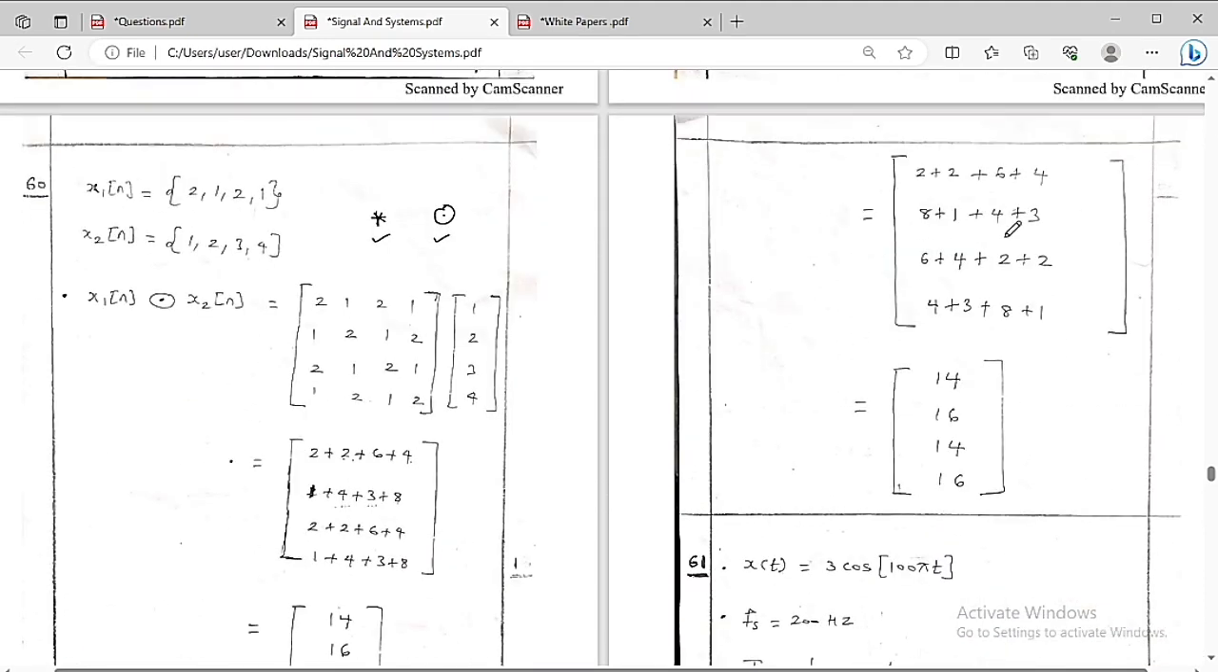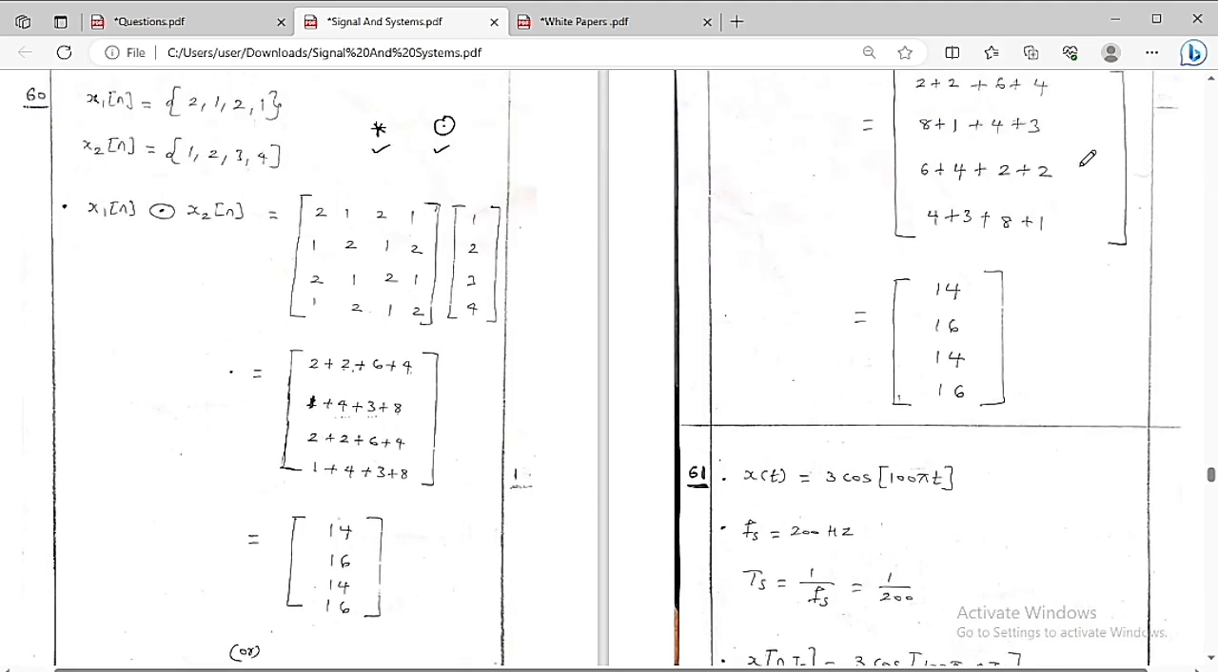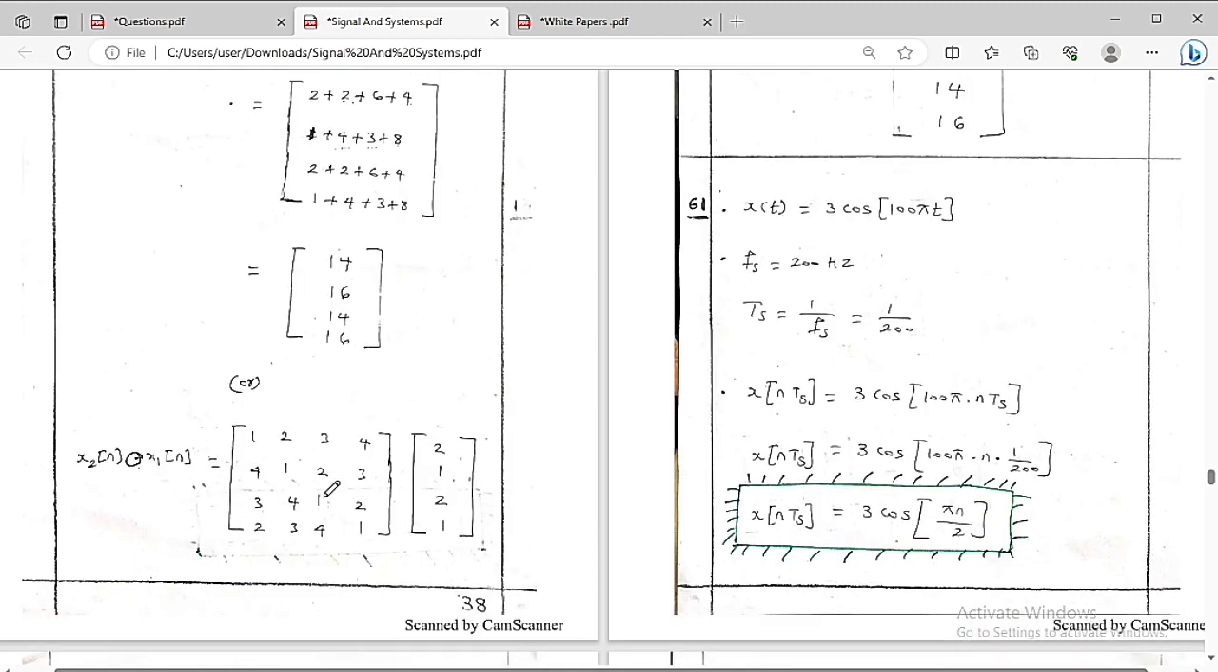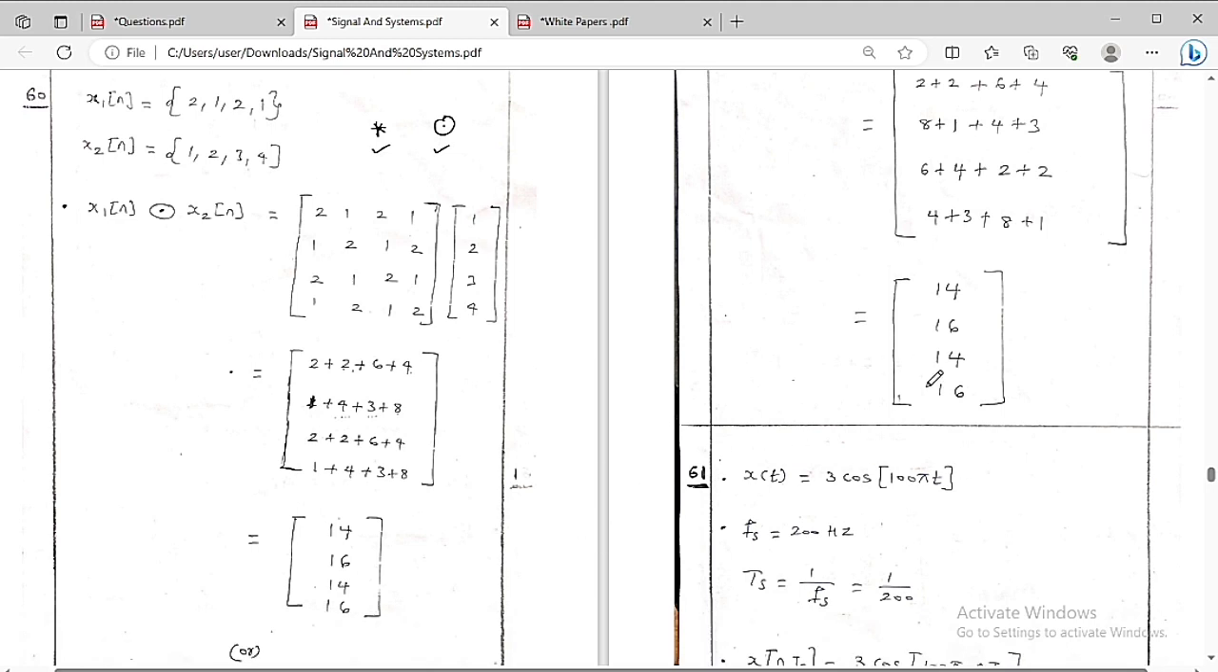So if we do the addition, we are going to get 8 plus 1 plus 4 plus 3, which is nothing but 16. Similarly, 3 into 2 is 6 plus 4 into 1 is 4 plus 1 into 2 is 2 plus 2 into 1 is 2. So if we do addition, we are going to get 6 plus 4 plus 2 plus 2. Then 2 into 2 is 4 plus 3 into 1 is 3 plus 4 into 2 is 8 plus 1 into 1 is 1. So if we do addition, we are going to get 4 plus 3 plus 8 plus 1. So if we have the corresponding elements, then finally we are going to get 14, 16, 14, 16. It is the same in both the cases.